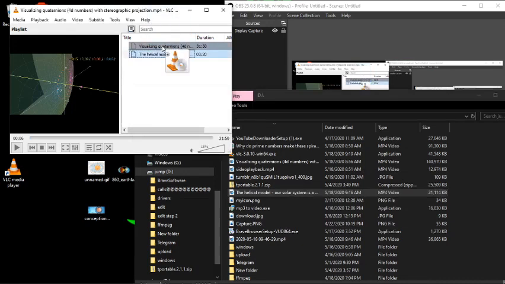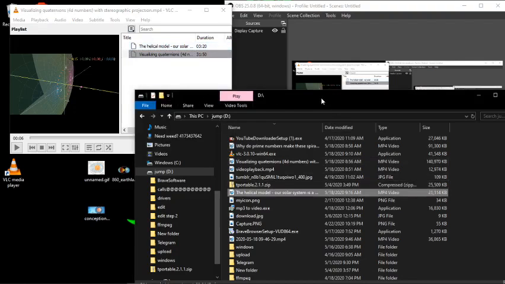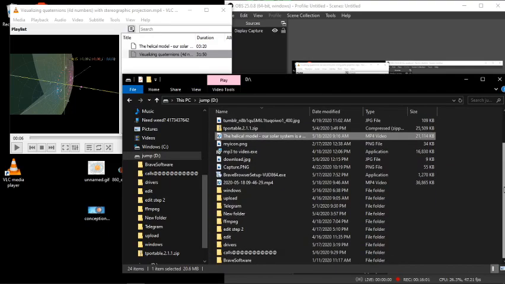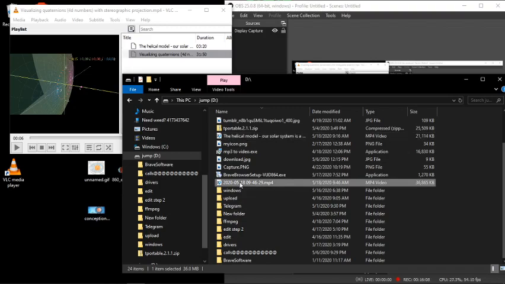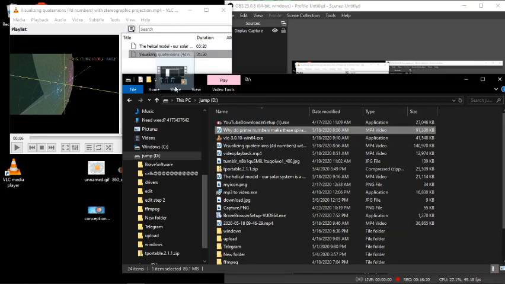Y'all, we want the helical model, and then we want, I think this is it, right? Helical, brave. No. Okay, so prime numbers. Okay.